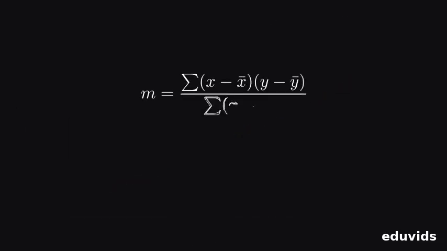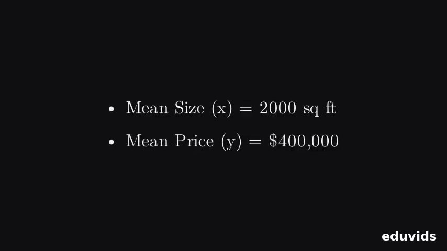That minimum gives the optimal slope m equals sum of x minus mean x times y minus mean y, all divided by sum of x minus mean x squared. Once m is known, the intercept b equals mean y minus m times mean x, centering the line through the data's middle. Let's plug in real numbers.